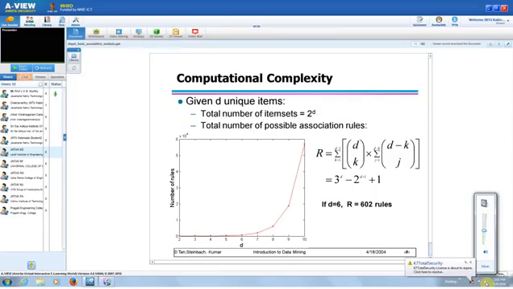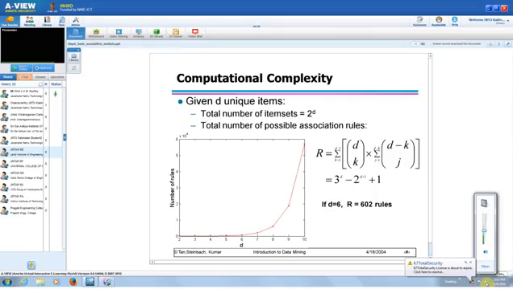R is equal to sum over k equal to 1 to d minus 1 of dCk, into the sum over j equal to 1 to d minus k of (d minus k)Cj. It is dCk into (d minus k)Cj. Those many rules are possible. Because I told you rule generation is different. For rule generation you have different combinations possible, because X determines Y, one itemset determining another.